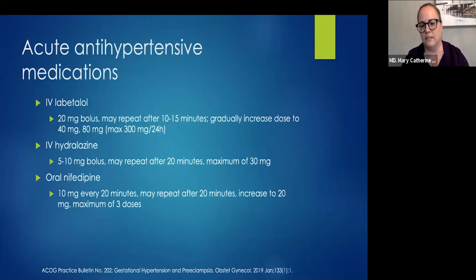And then here I've just given a little bit more detail about the acute antihypertensive therapy regimens that we use. We've developed institutional protocols that are very similar to what ACOG has published, and likely many of you may be using, with specific doses and intervals for repeating those doses for the 3 medications that I've mentioned.